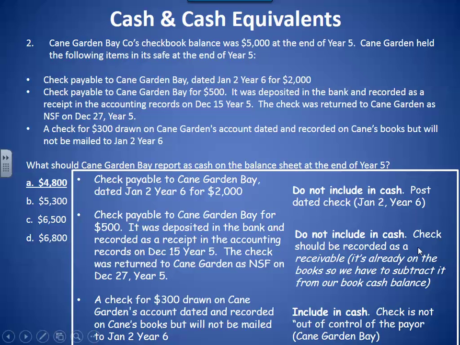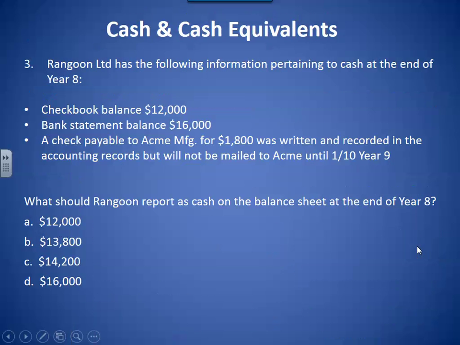Let's take a look now at question number 3. Question number 3 asks, what should Rangoon report as cash on the balance sheet at the end of year 8? We have 3 different facts. So what should be reported? Go ahead and stop your video.